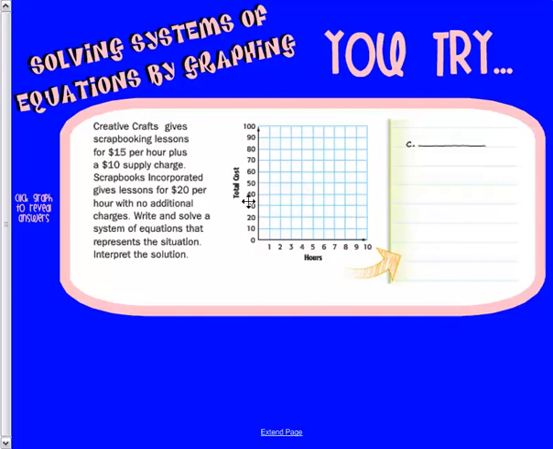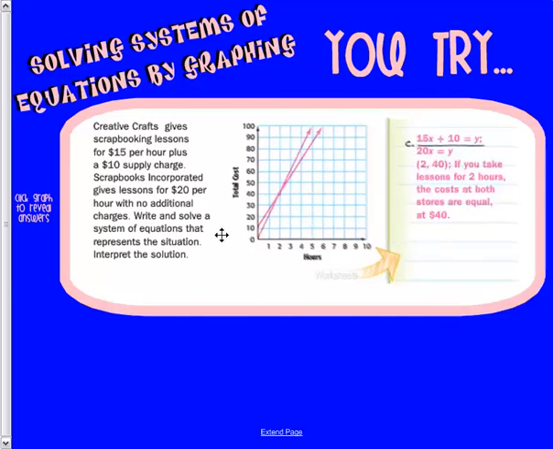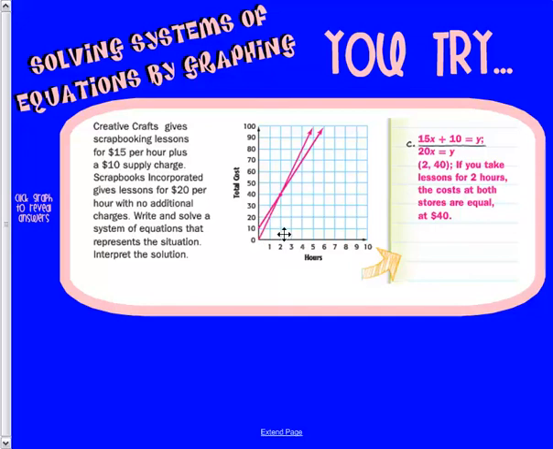Okay, so let's take a look at this. If we graph these, they are crossing at 2 hours for $40. So what that means is that if you take a lesson for 2 hours, both stores are going to be completely equal. The way that you would write your first equation was 15x plus 10 equals y, and 20x equals y. So after you graphed, we see that this would be our point of intersection.